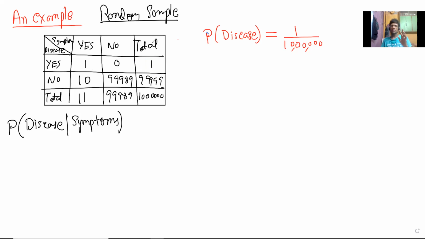But the second thing I want to say is that you should treat this as a random sample. That's the word they may use in the exam. A random sample means that you can infer the probabilities from here. Just like here, Raghav has said that the probability of someone having the disease is 1 by this much, because these are the total number of people.